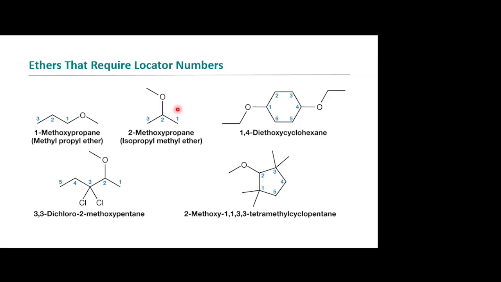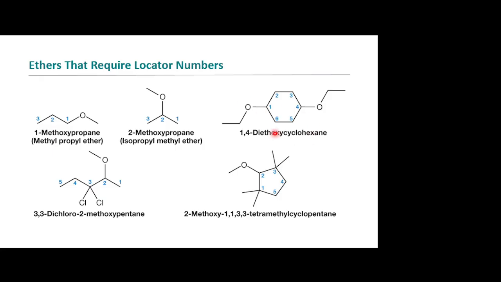Okay. And so this one right here, that's the same sort of naming as this, but this one's the second position, isn't it? So again, our longest continuous chain is going to be the propane. Off of it, we will add the substituent, which is the methoxy group. And in this case, it's going to be on the second position rather than the first position.